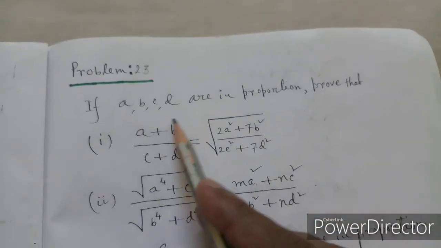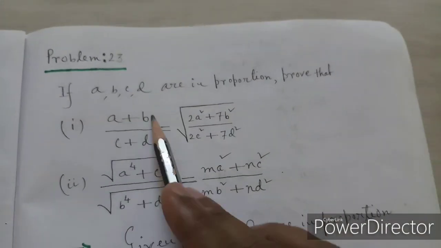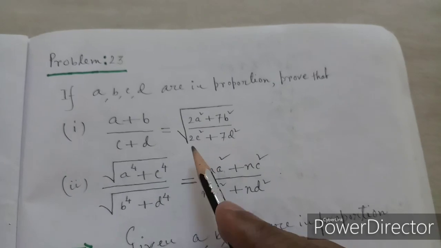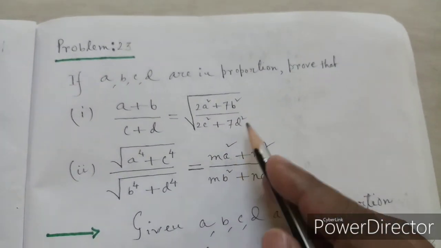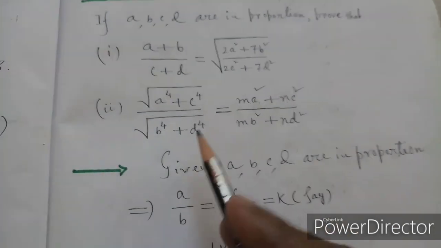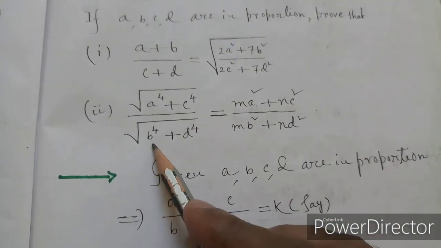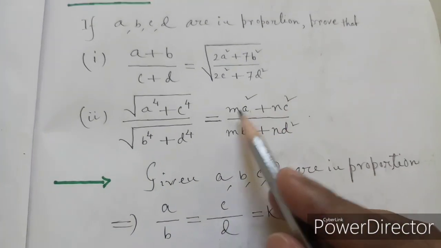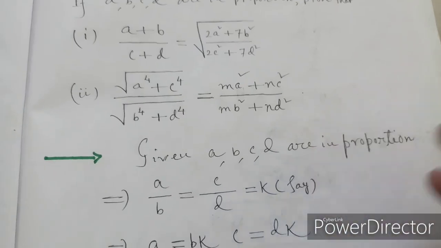If a, b, c, d are in proportion, then prove that (a + b)/(c + d) equals root under (2a² + 7b²)/(2c² + 7d²). And number 2, root under (a⁴ + c⁴)/(b⁴ + d⁴), that is equal to (ma² + nc²)/(mb² + nd²). So how to solve it?